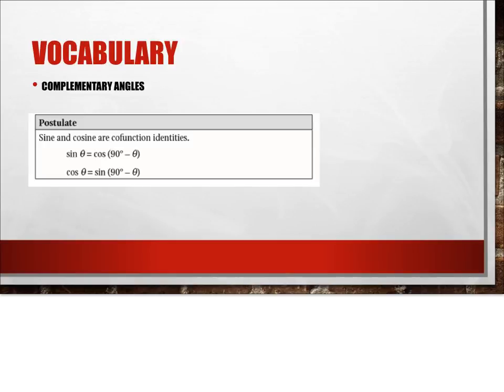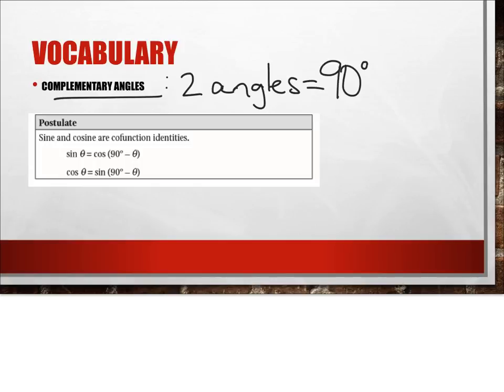Alright, so vocabulary, the biggest thing to get going is just remembering what complementary angles mean. It can be more than two angles, but in this case we'll just say it's two angles who together their sum is 90 degrees. Should remember that. So this sentence right here, a postulate, is just kind of like the word theorem, fancy way to say something that's true. That sentence you should definitely write down. Sine and cosine are cofunction identities.